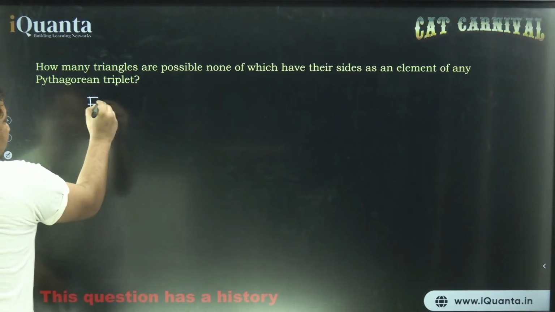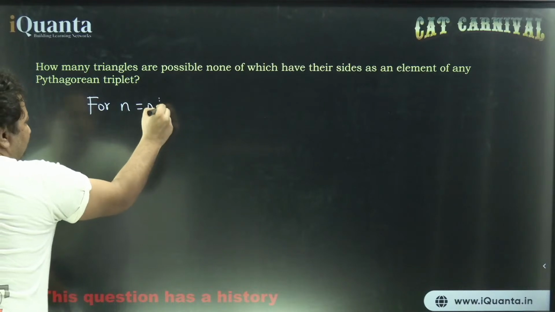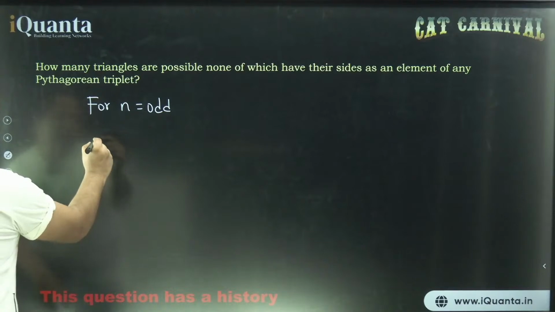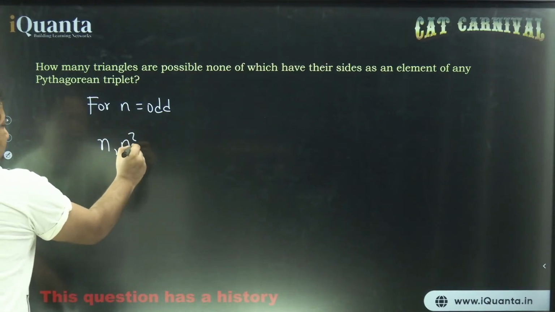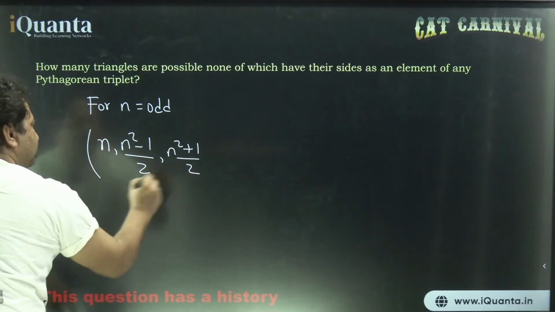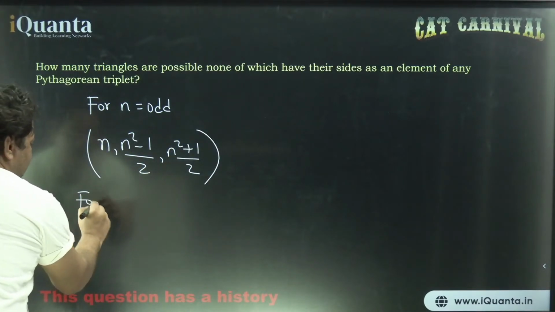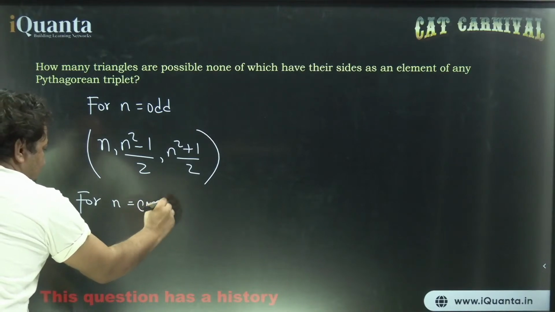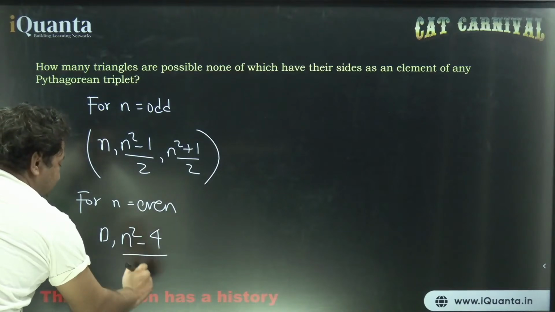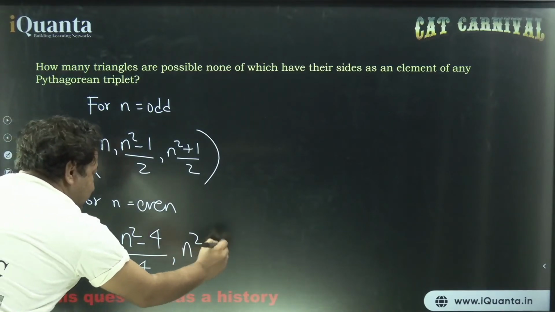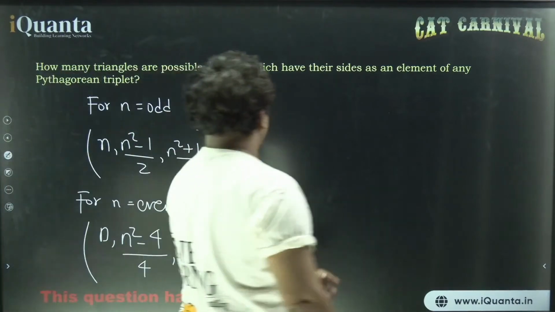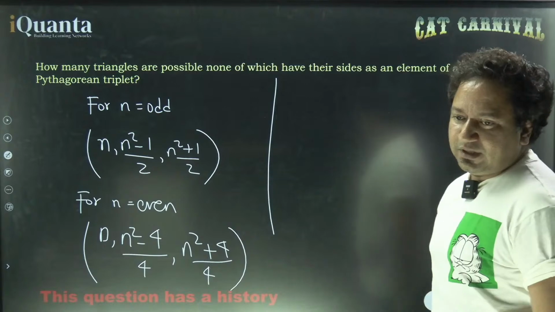For n equal to odd, the Brahma triplet will be n squared minus 1 by 2 and n squared plus 1 by 2. And for n even, the triplet will be n squared minus 4 by 4 and n squared plus 4 by 4. This will be a triplet if n is even. Okay? Now let us test it. Let's test it.